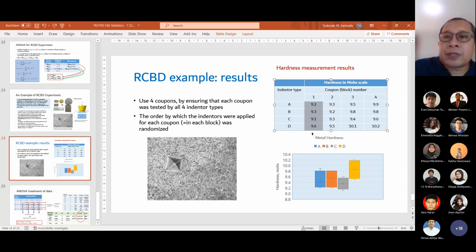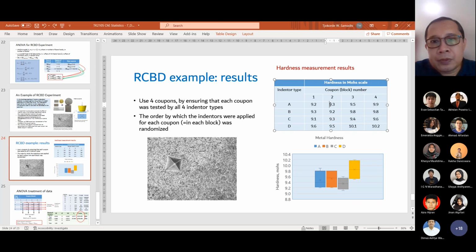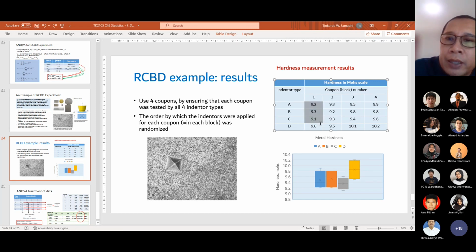So for example, coupon number 1, the actual run order might be B, A, C, D. And then in coupon number 2, it's D, C, B, A. So whatever, you need to randomize the order of indenter type within each block, within each coupon. Okay, hopefully that's clear enough. So that's where the letter R, or randomized, comes from. So you have to randomize the run order within each block.